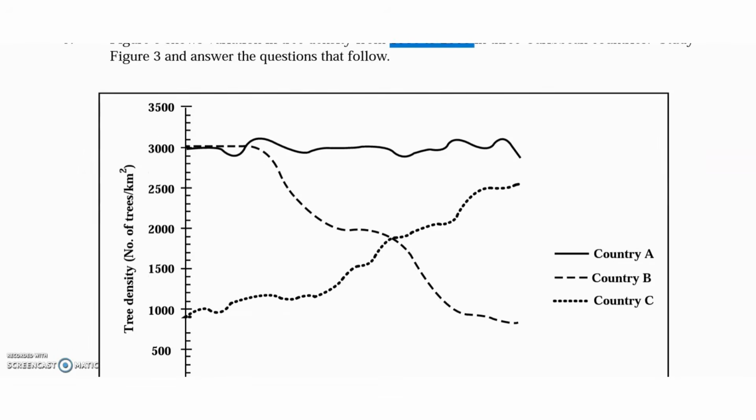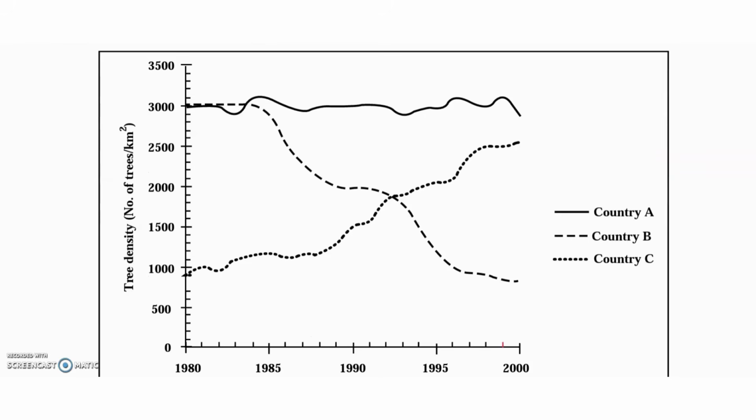All right, so let us look at the figure, the graph really. We are seeing here that the bold line is in fact country A. The long dashes are in fact country B, and the small dashes basically fall under that of country C. We have a 20-year period, which is from 1980 all the way down to the year 2000.